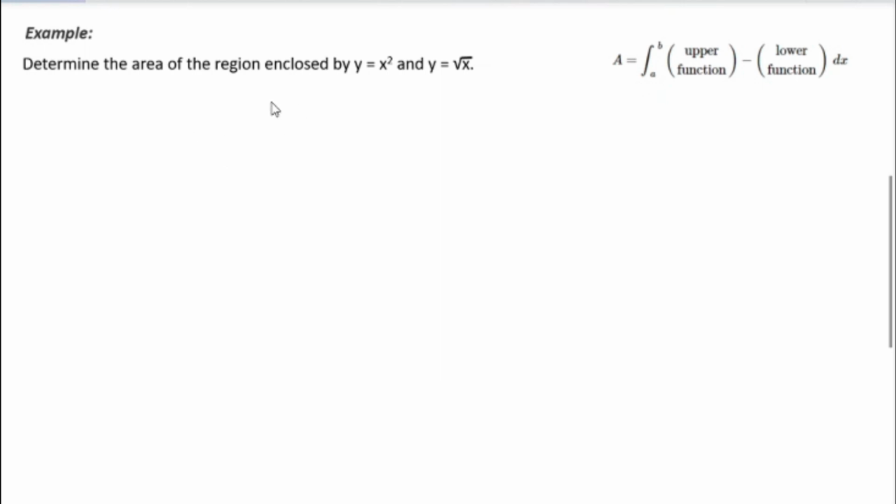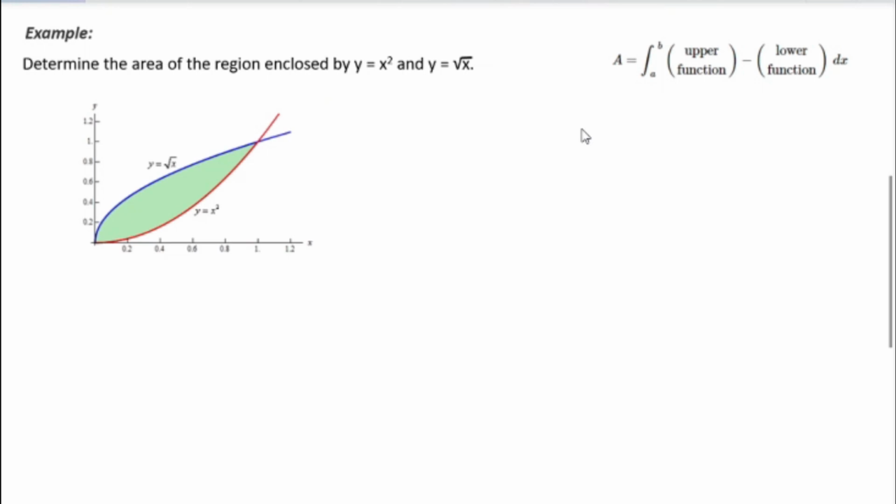First, we need to identify the upper function and the lower function of the given curves by plotting. So in this example, we plot the two curves: y equals x squared, which is the red curve, and y equals square root of x, which is the blue one. And enclosed, we have the area. Based on the formula, we identify the upper function and lower function. In this case, the blue one is the upper function and the red one is the lower function.